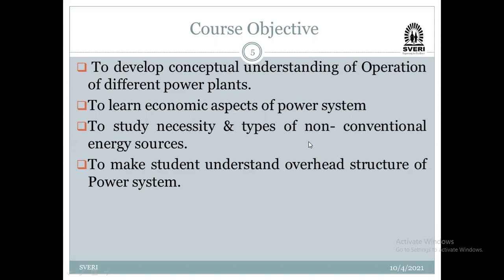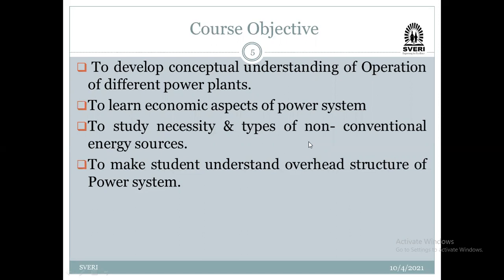That's why we are going to study this subject. Next, we have to learn different economic aspects in the power system. Which are the parts in the power system related to the economy, or at which particular rate we are going to sell the electricity to the consumer, that we are going to study. For understanding that point, we are going to study the economic aspects of this power system.